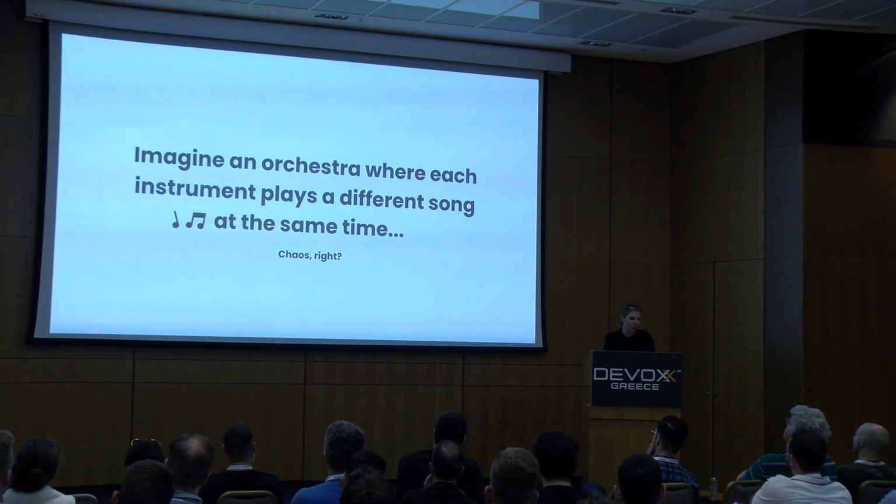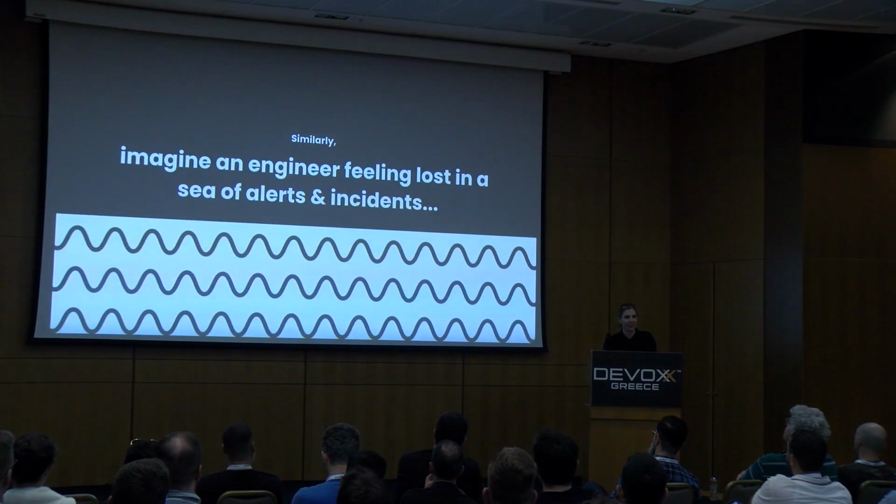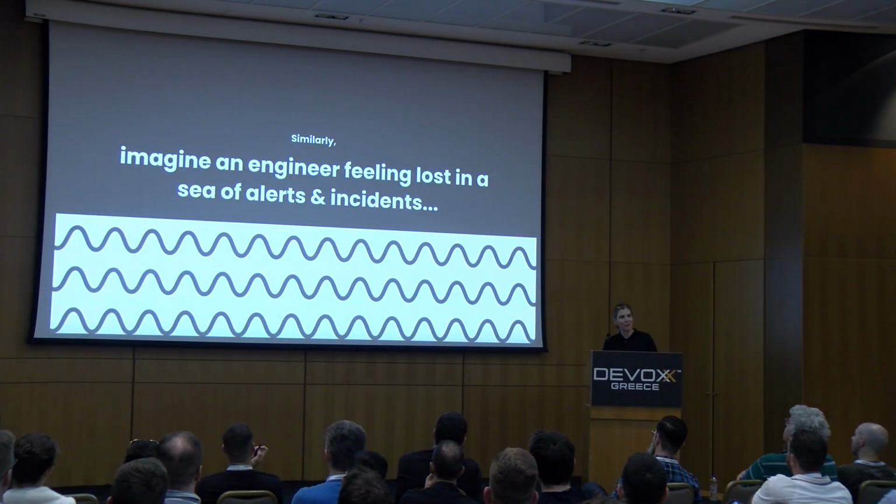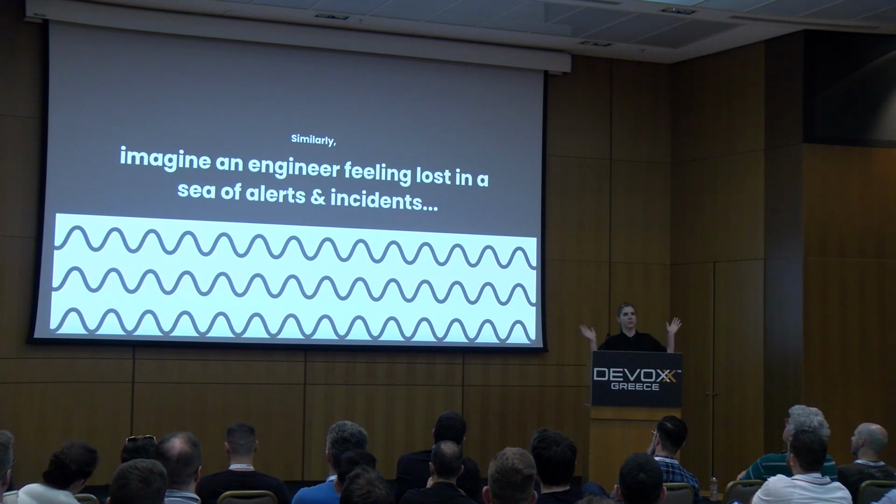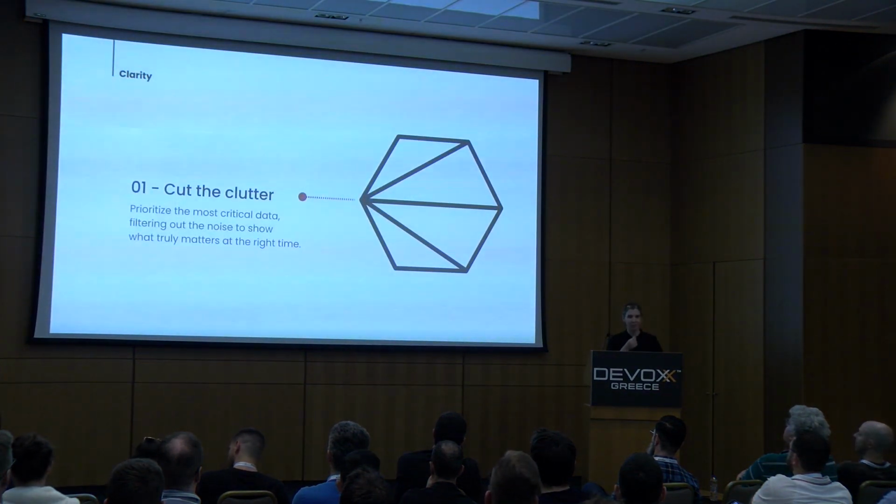Imagine an orchestra where each instrument plays a different song at the same time. And in a similar way, imagine an engineer who's getting irrelevant alerts about various incidents at the same time. So basically, they're just feeling lost in a sea of alerts. UX design brings clarity in 3 ways.